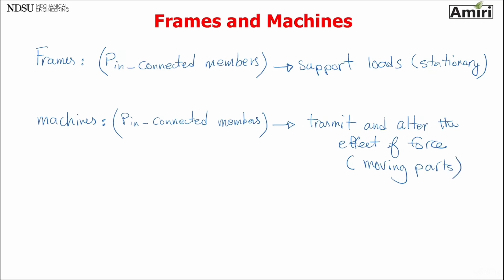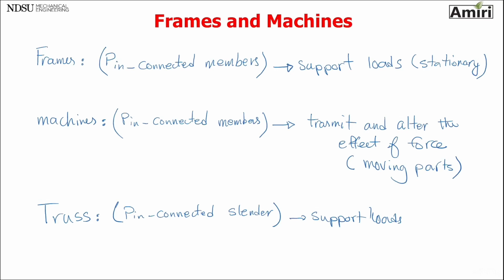So they're pin connected members. If you remember, truss was also pin connected members. Remember, slender pin connected members that they also use to support loads. So what is the difference between frames, machines, and trusses, and how to figure that out?